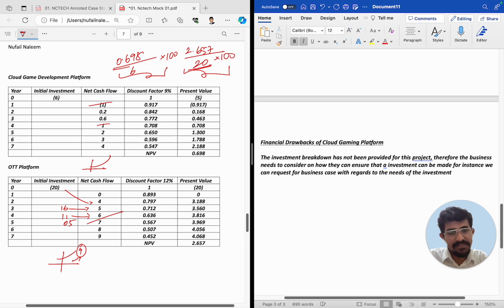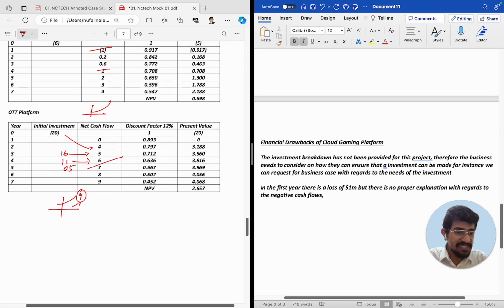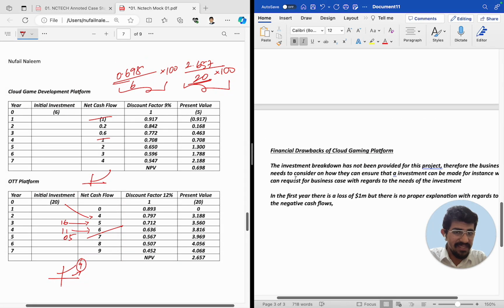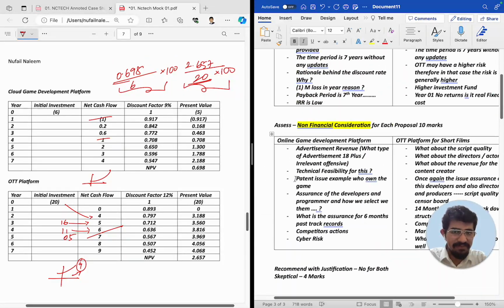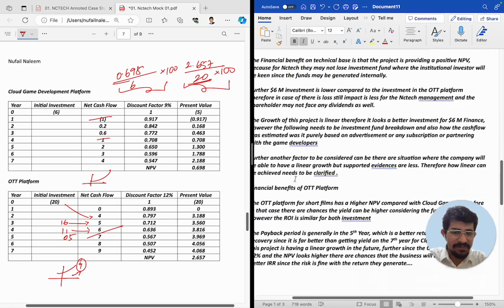And the next thing, students, just to be precise: in the first year, there is a loss. There is a loss of how much, students? 1 million. But there is no proper explanation with regards to the loss, with regards to the negative cash flow. I believe this is very clear for the students at the moment. And then, students, just to make life even easier and clearer to understand, I'll make it even more practical.